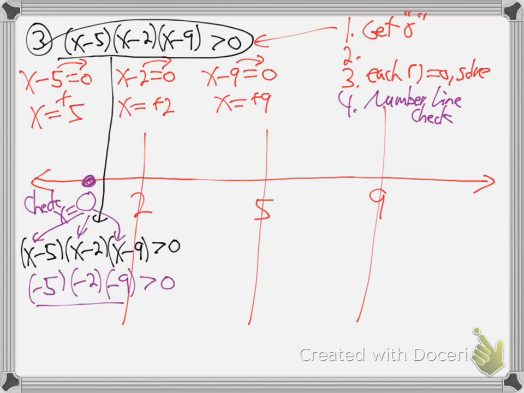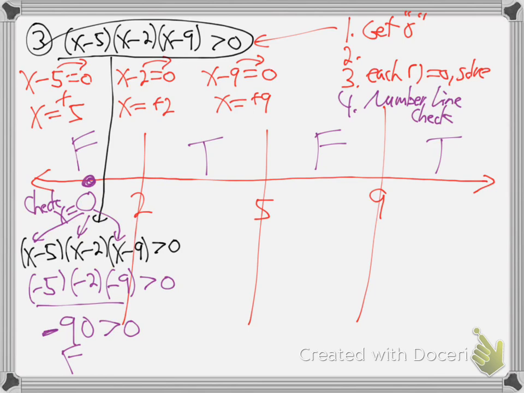So 2 times 5 is 10, times 9 is 90. 3 negatives is negative. Negative 90 is greater than 0? Are negative numbers greater than 0? No, that's false. So this is a false section. Remember what it does? It switches back and forth. So false, true, false, true. Okay, now what's the answer?